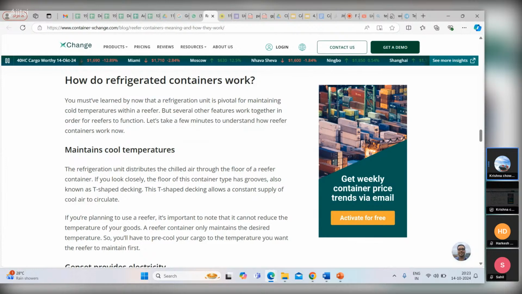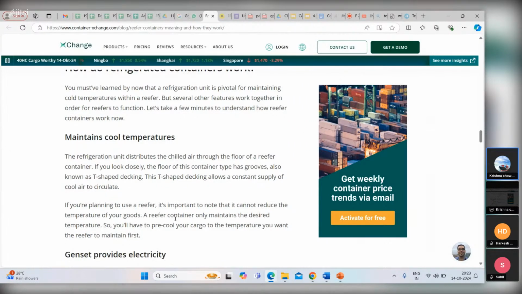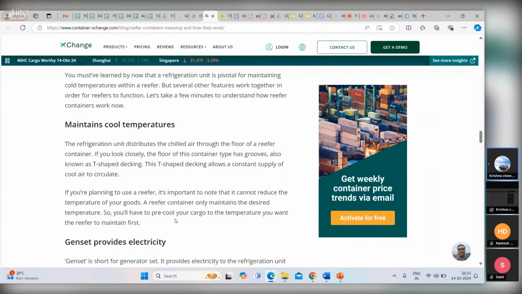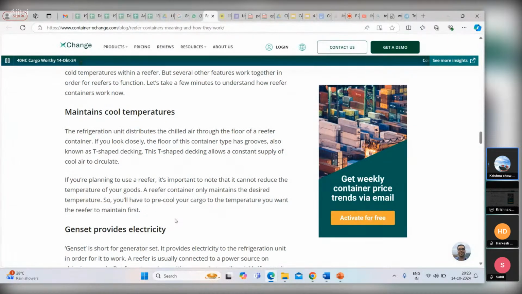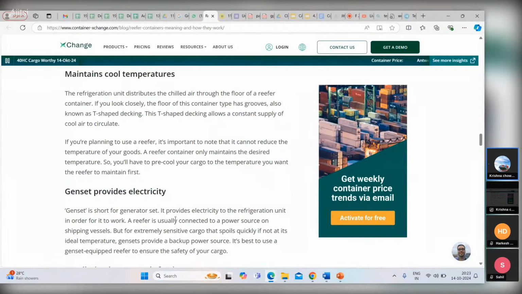So a reefer container maintains the cool temperature through its refrigeration unit, distributing the chilled air through the floor of a reefer container. If you look, the floor of this container has grooves, also known as T-shaped decking. This decking allows a constant supply of cool air to circulate.